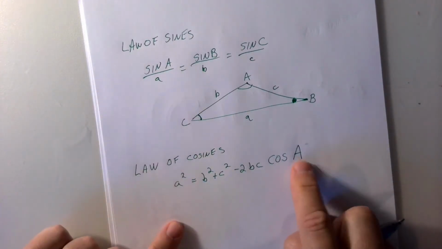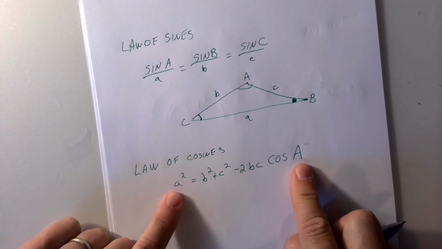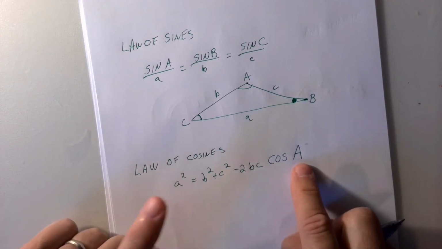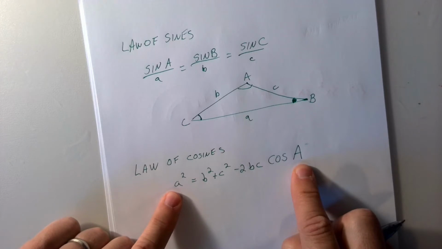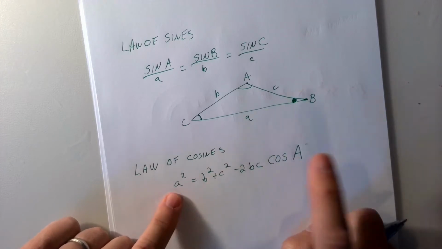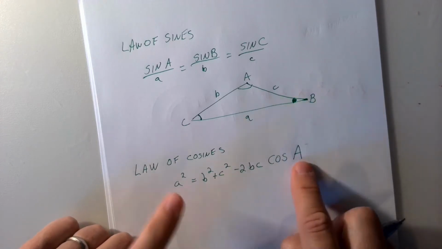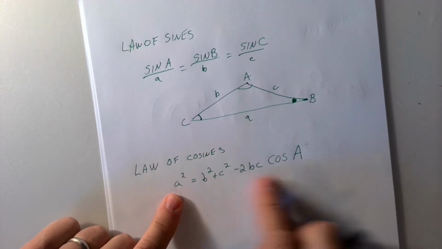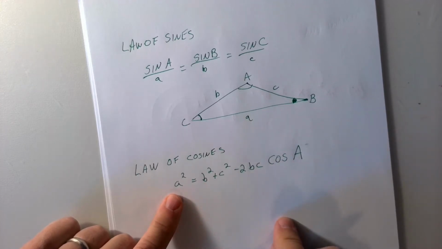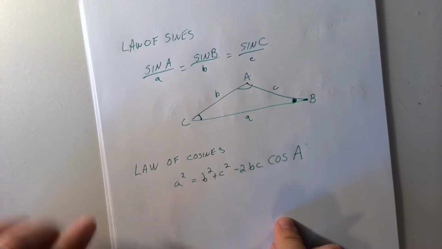And this has to match up. If this is angle A, you have to have a little a here. If this was angle B, this would be little b. If this was angle C, this would be little c. Those two letters have to match up, and then these are the ones that are left over in there, okay? And how and where does it work?